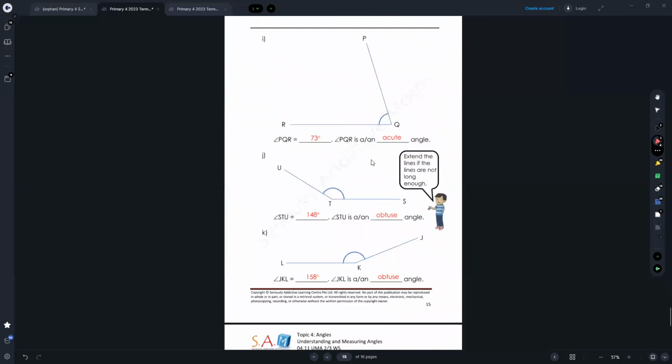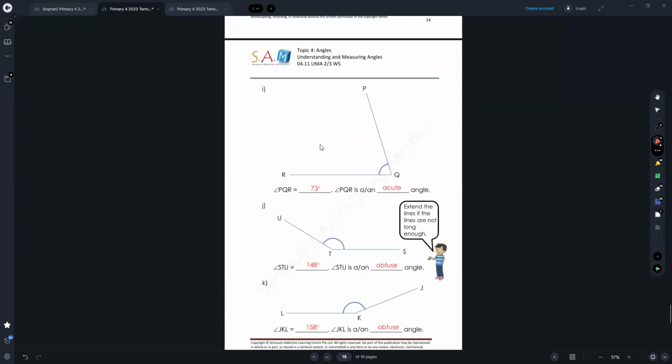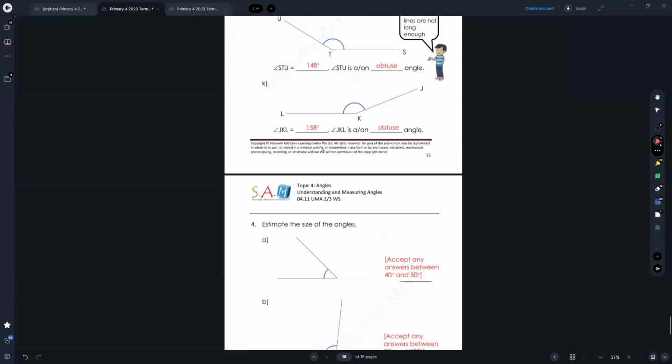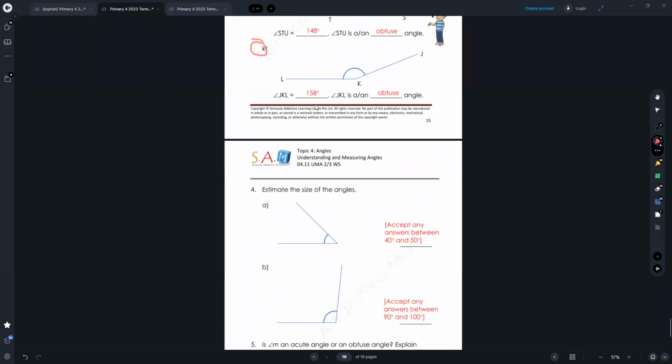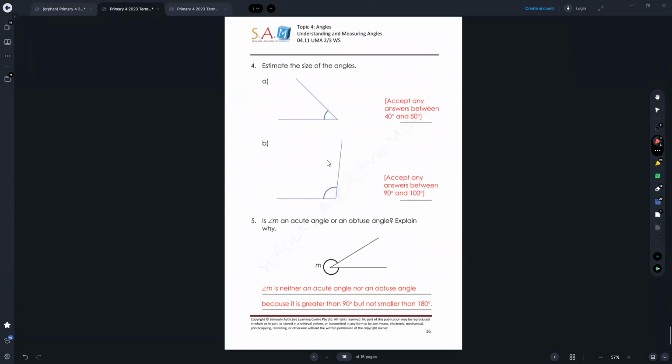Then we can actually skip a few questions and get them to do, maybe, page 15. See whether they can measure it. 158 degrees should be precise. This one is estimation, so do one question with them. They are not supposed to use a protractor to estimate. They have to imagine, if this is 90 degrees, what would this be? So anything between 40 and 50 degrees will work.